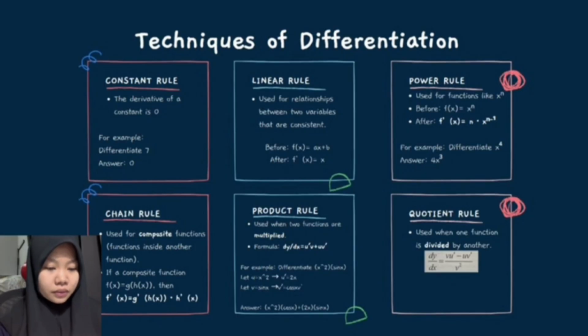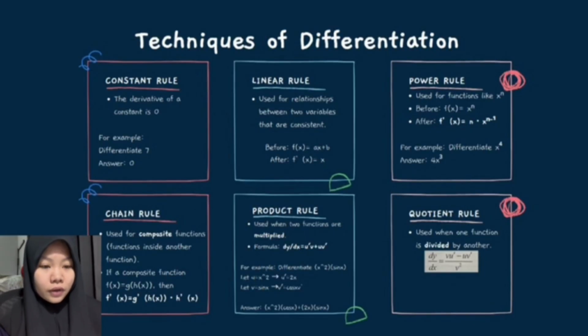Third, we have the power rule, one of the most commonly used techniques. If you have a function like x to the power of n, its derivative becomes n multiplied by x to the power of n minus 1. For example, differentiating x to the power of 4 gives 4x to the power of 3.